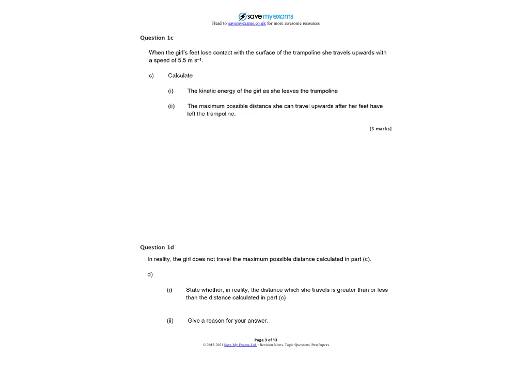Question 1C. When the girl's feet lose contact with the surface of the trampoline, she travels upwards with a speed of 5.5 meters per second. First of all, we've got to calculate the kinetic energy of the girl as she leaves the trampoline. So that's part I. Our equation for kinetic energy is half times m times v squared. So if we pop our numbers in, half times 45 times 5.5 squared, we get a kinetic energy equal to 618.625 joules.